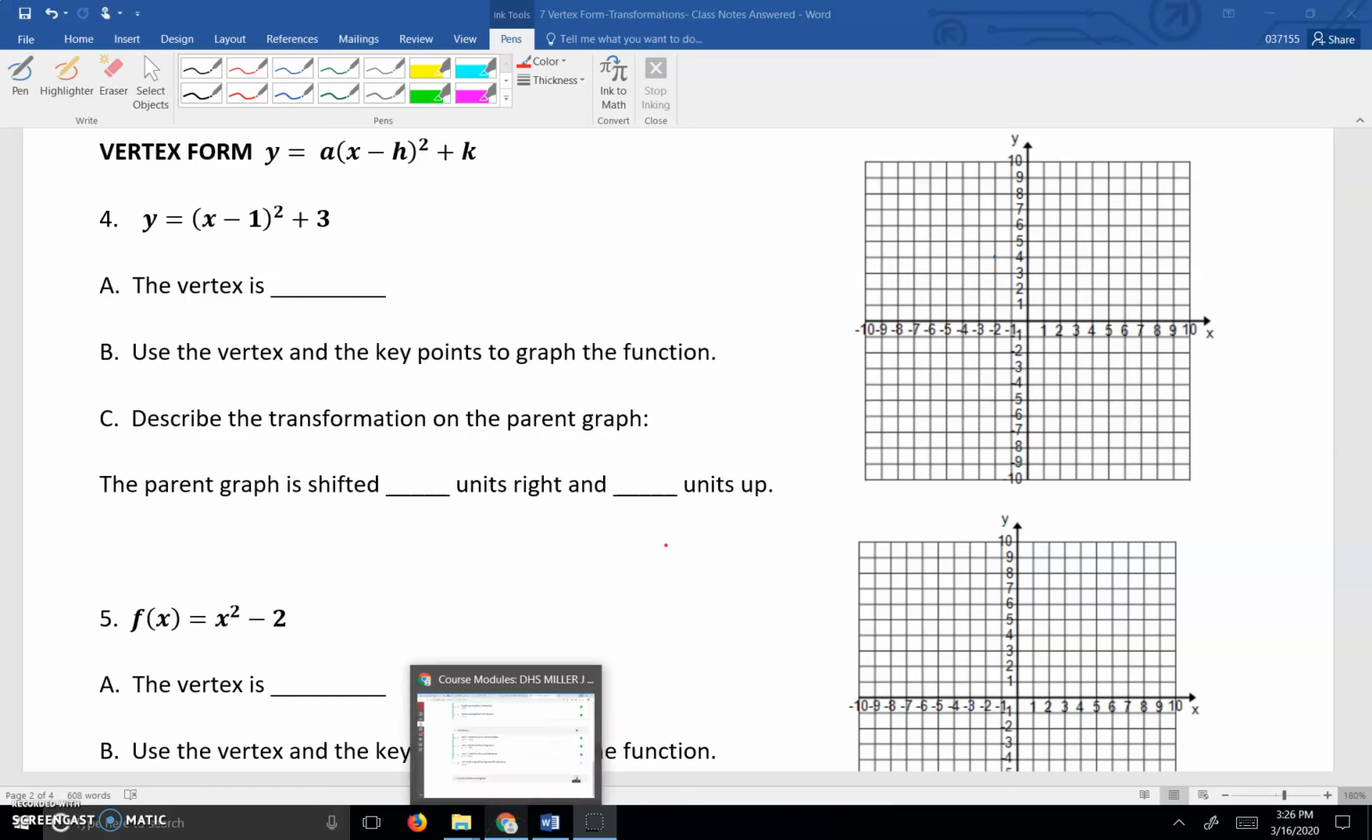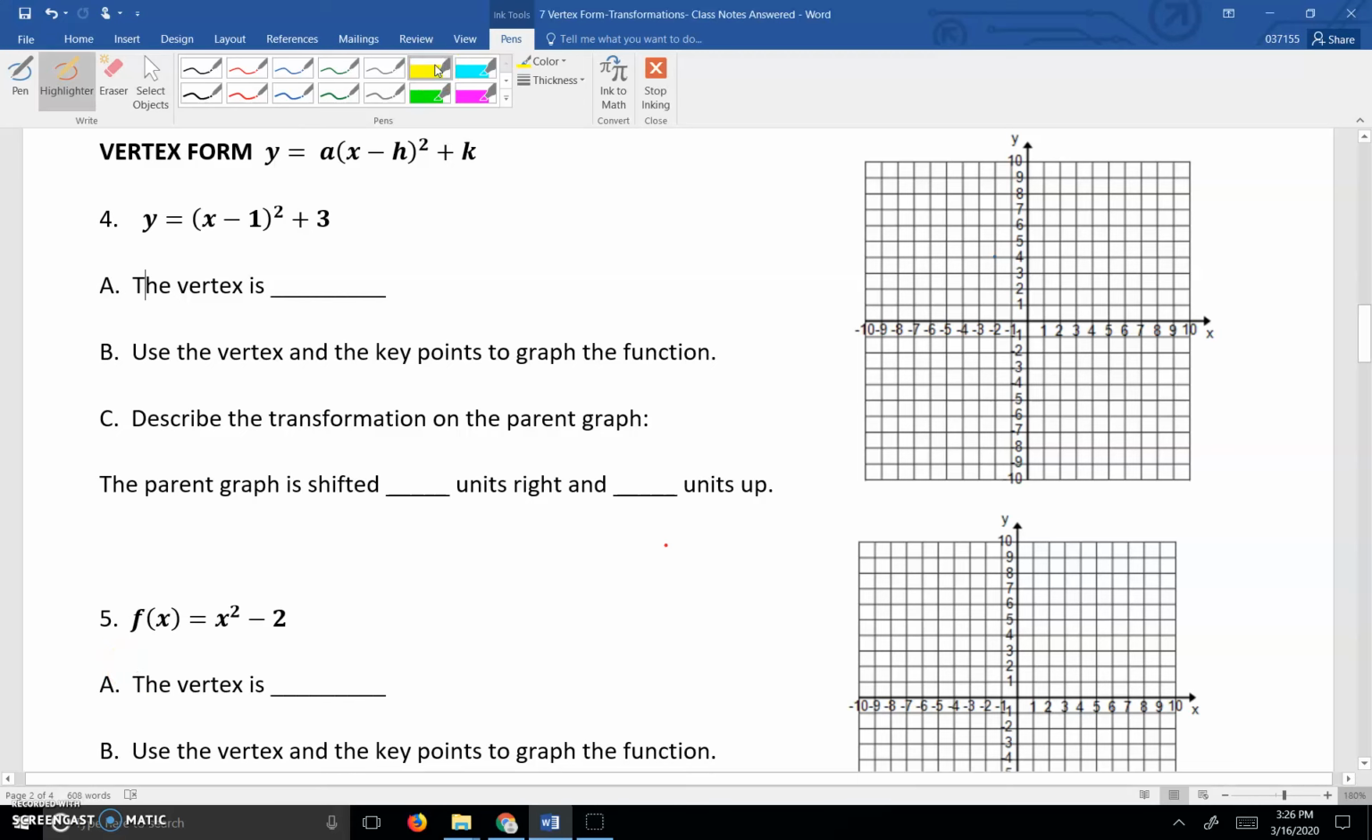Alright guys, we're going to start looking at the second page of your notes now. So, you should be on this page that looks like this, page 2. We're going to look at functions in vertex form, how we can get the graphs from the equation, and how, when we change the different values in that function, what it affects on the graph.